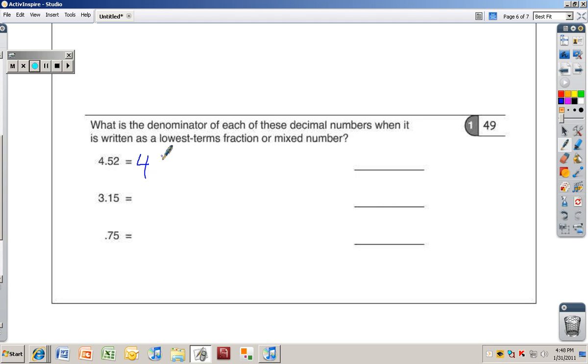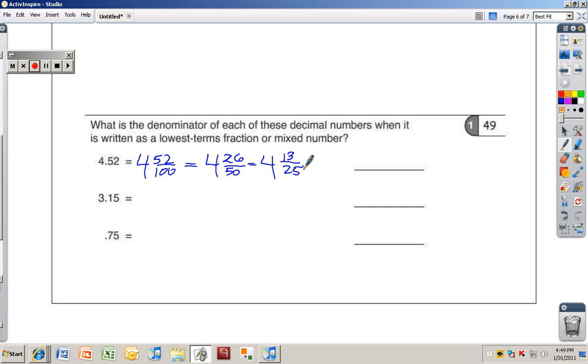4 and 52 hundredths. Notice how they give you all this room out here to show your work. Equal to 4 and... what can you divide by? What's half of 52? Half of 50 and half of 2? 26. Good. 26 over 50. Am I finished? No, reduce it. 4 and divide by 2. Half of 26? 13 over 25.